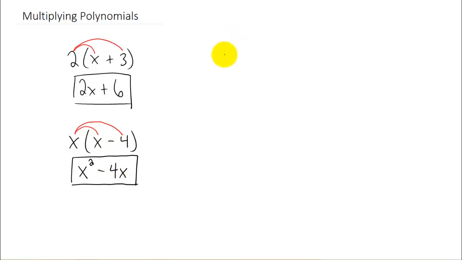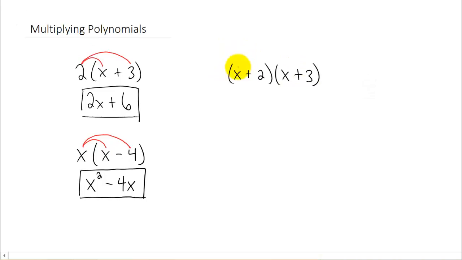Okay, let's do a more complicated example. Now, we're multiplying a binomial times another binomial. And the way that you do this is you multiply the first term in the first binomial through the parentheses. That's going to give you x times x is x squared. x times 3 is 3x. And then we're going to take the second term in the first binomial, and we're going to distribute that through the parentheses as well. We're going to add it all together. So 2 times x is 2x. 2 times 3 is 6.